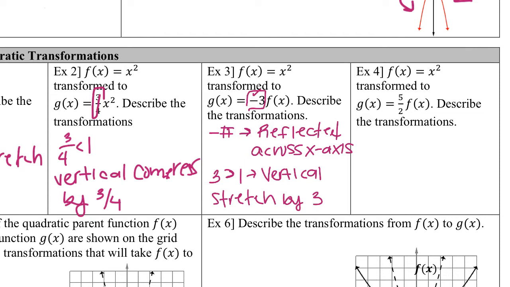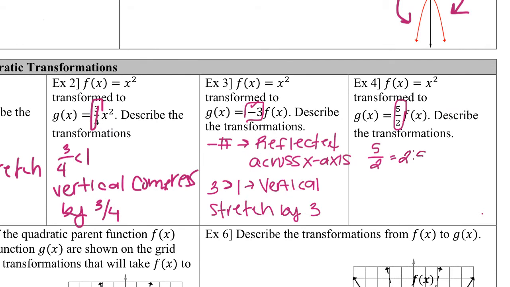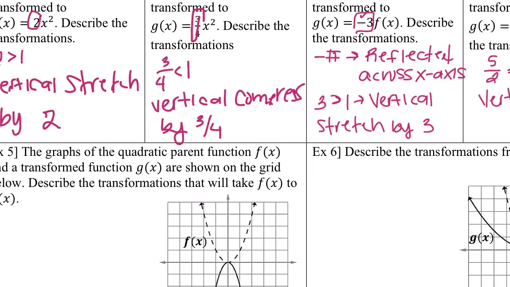Example 4, f of x equals x squared transformed to g of x equals 5/2 f of x. So again, this is function notation because we have the f of x. 5/2 is in the a spot. Now, just because it's a fraction does not mean it's a vertical compression. It doesn't mean it's automatically less than 1. 5/2 is actually 2.5, and that's greater than 1. So you have to be careful with your fractions. So this is actually a vertical stretch by 5/2. Now let's look at some graphs.